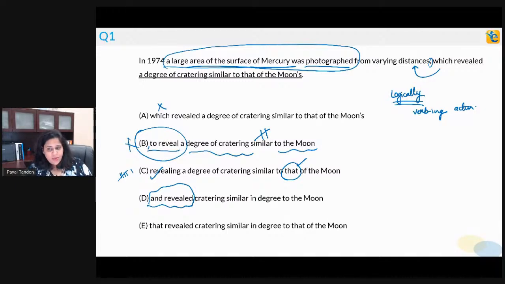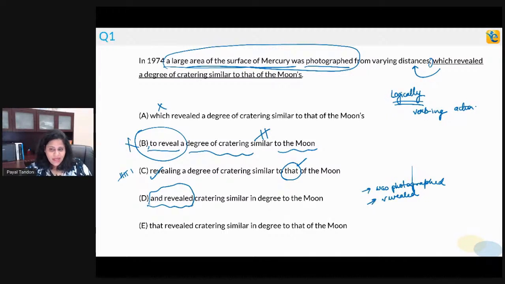It separates the action. And what's wrong with that? Tie is wrong, yes, parallel with "photographed." A large area of the surface of Mercury was photographed and revealed, that large area revealed cratering similar. Absolutely. Essentially, what it's saying is that the actions of "was photographed" and "revealed" are not linked together. They are independent actions. And that's the reason why choice D is wrong.